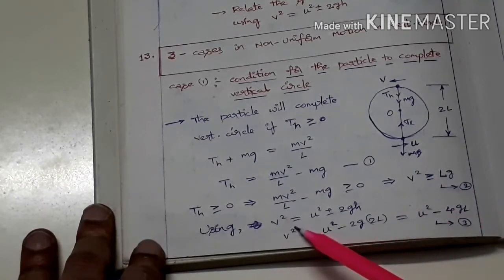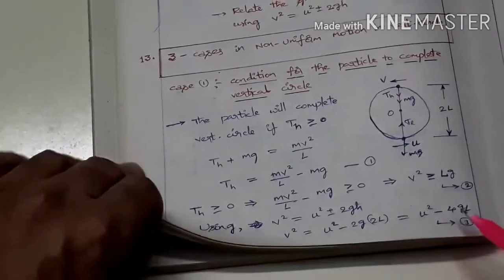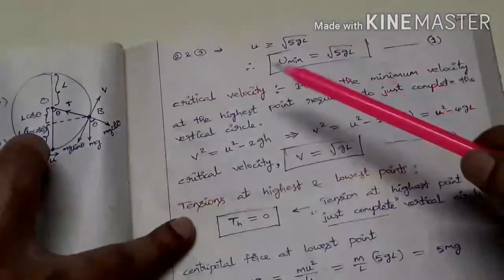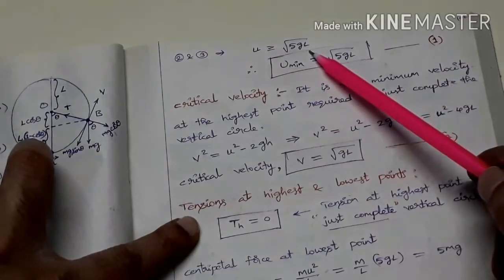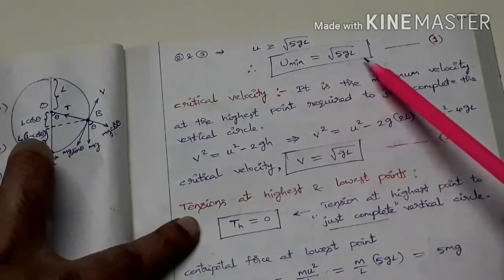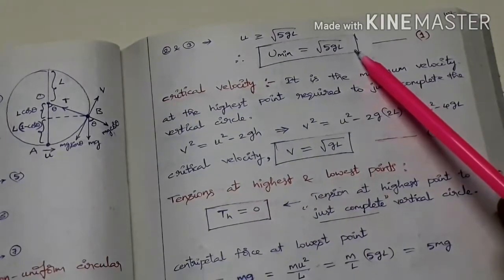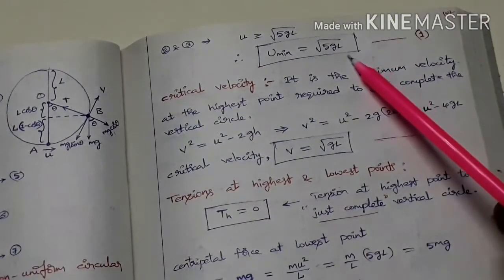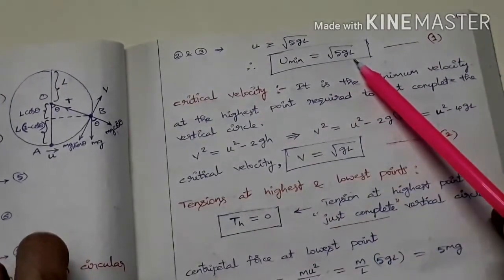And here, using v square equal to u square plus or minus 2gh, we are getting v square equal to u square minus 4gl. So solving these 2 and 3, you are getting u equal to root over 5gl. Therefore u minimum equal to root over 5gl. So the minimum velocity at the lowest point, so that the particle completes the vertical circular motion, is given as u minimum equal to root over 5gl.